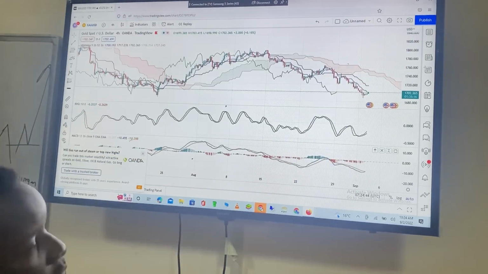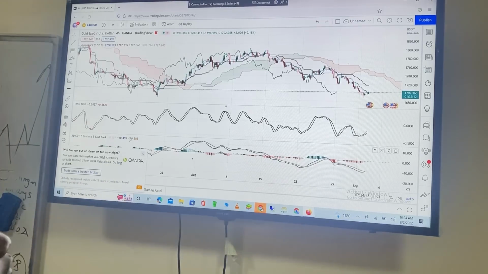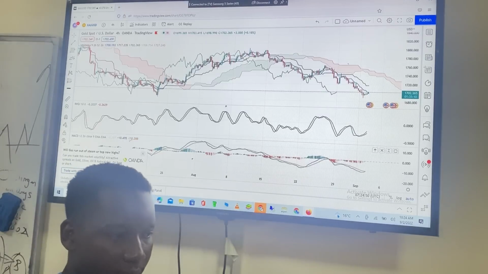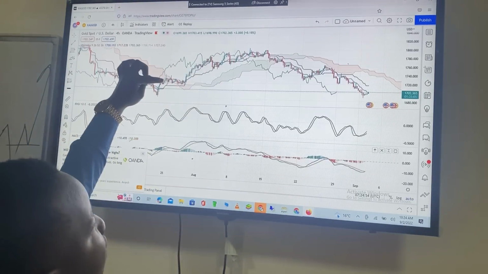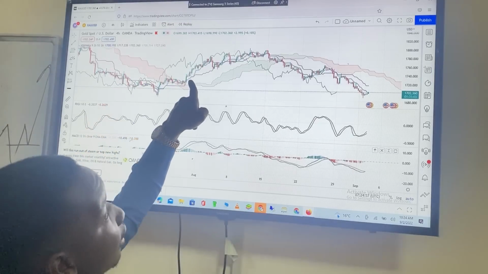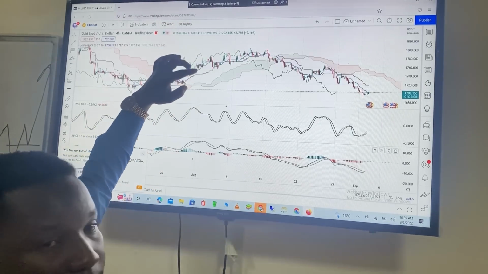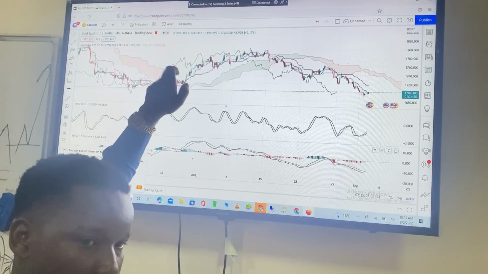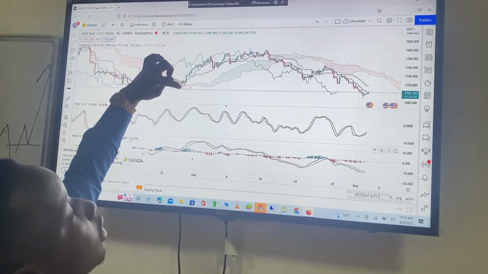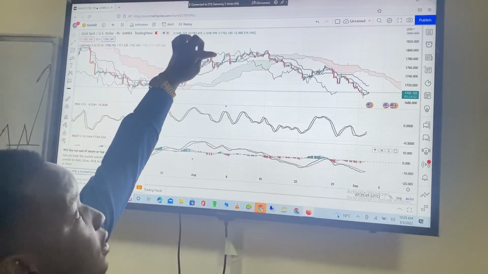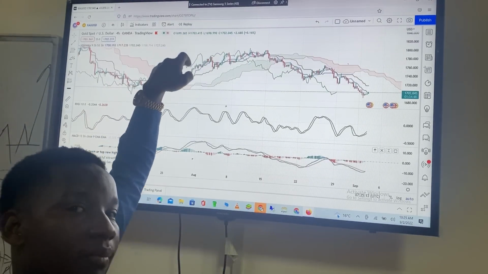Now this is how you get entries with Ichimoku. The entries are done by the conversion line, which is the blue line. So you say like this: when the blue line crosses over the red line towards the upside, provided that the price is above the cloud, you go for buys. I repeat that: when the blue line crosses the red line towards the upside, provided that the price is above the cloud, you go for buys.